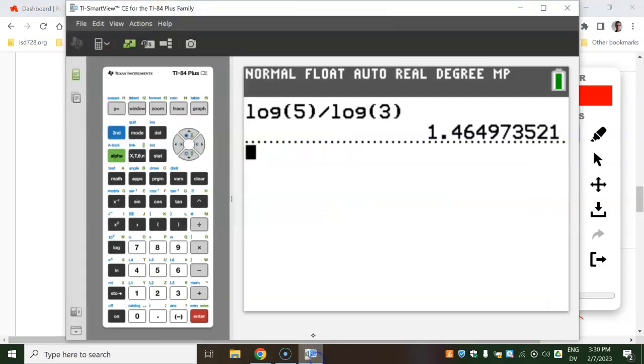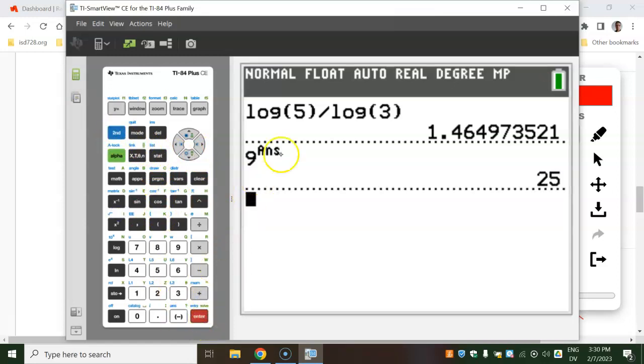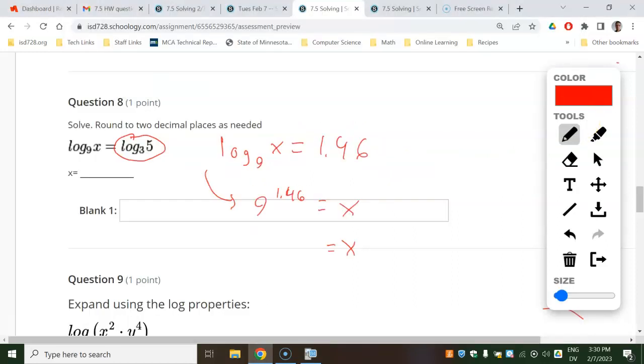So on the calculator, I'm going to do it precisely. I'm going to do 9 hat, and then instead of 1.46, I'm going to use my previous answer key. Okay, so it looks like it comes out actually pretty nice and neat to 25. All right, so our answer here, x is 25. All right, thanks for watching.